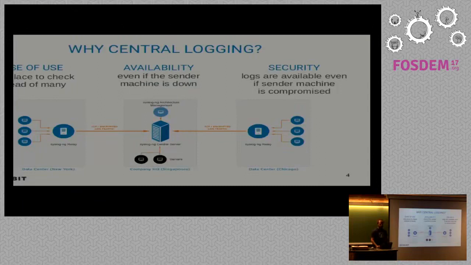One place to check for your log messages instead of many. It's also availability. So even if the sender machine is down, you can read the logs at the central location. And last but not least, it's also security, as the first thing in hacking a machine is to remove traces of what you have done. But if you have central logging, then all of the traces are forwarded in real time to a central location where you can check what happened to the machine.